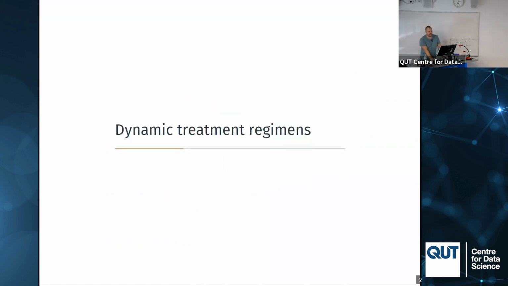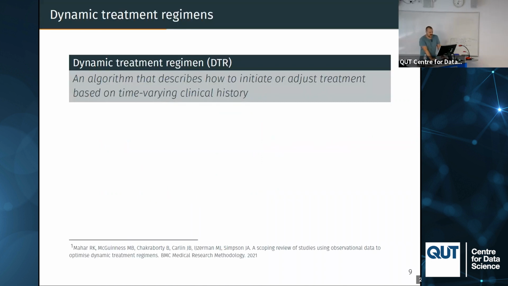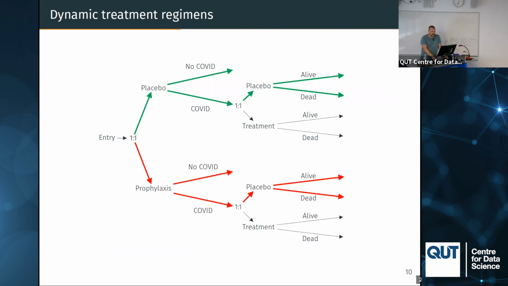So I've talked about dynamic treatment regimens. What are they? The best definition I can give is that it's just an algorithm of how to initiate or to allocate or adjust, so change the dose of a treatment based on time-varying clinical history. And I'll show an example of what that means.